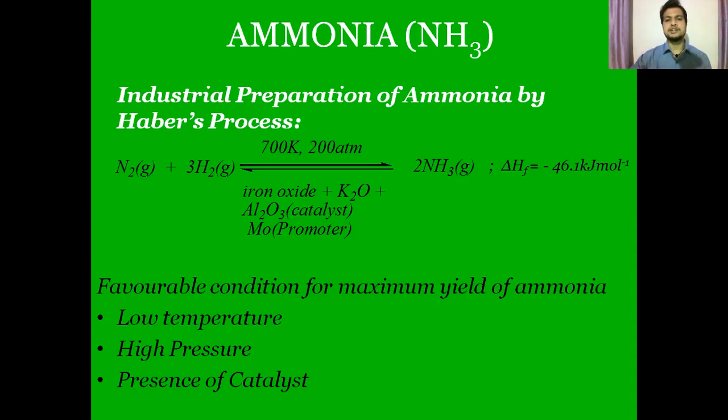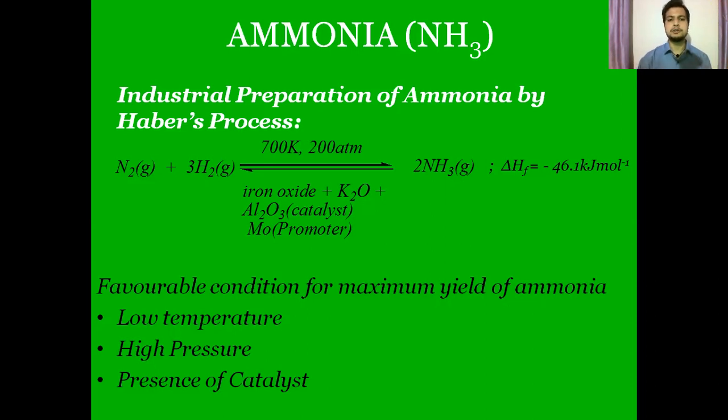Coming to the third condition, that is the use of a catalyst. Why do we use catalysts? As already mentioned, the temperature is not very high, because the reaction is exothermic, and we cannot carry out the reaction at a high temperature, which will favor the backward reaction, that is the decomposition of ammonia. That's why this reaction is favored at a low or optimum temperature of nearly 700 Kelvin. Since at low temperature the rate of reaction is slow, a catalyst is used to enhance the rate of reaction.